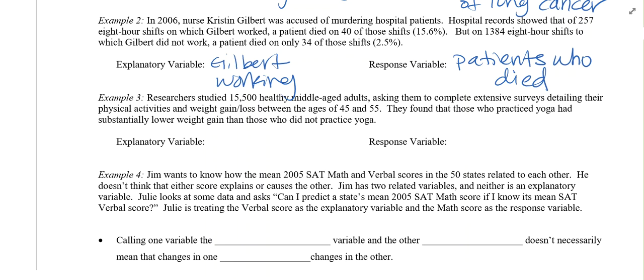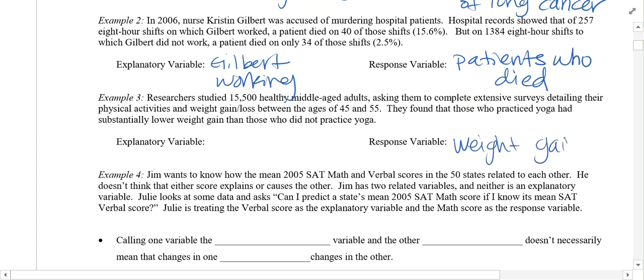Okay, so what are we trying to explain? The weight gain is what we're trying to explain. Gain or loss, I guess, weight change. And what is explaining that? Whether they participated in yoga.